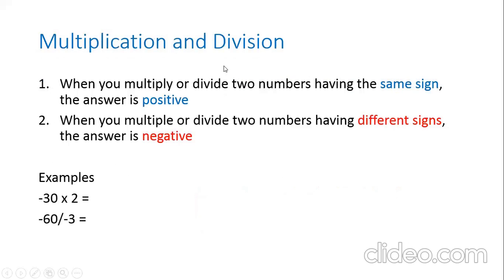Multiplication and division. When we multiply or divide two numbers having the same sign, the answer is positive. When we multiply or divide two numbers having different signs, the answer is negative. We have to note here that division by 0 is not possible.